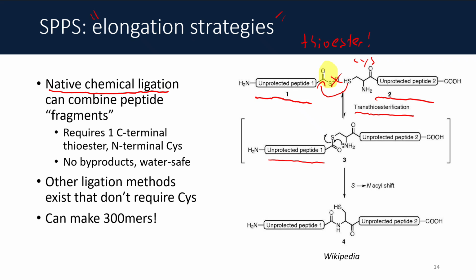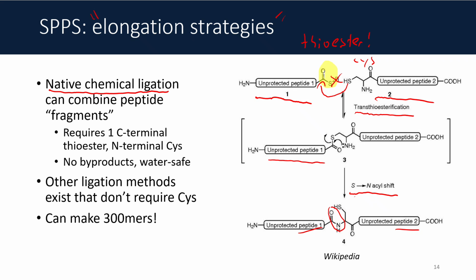And what happens next is that's going to bring the N-terminus from peptide 2 into proximity, and it's going to basically take the place of the cysteine side chain, and it will do what's called an S-to-N acyl shift, where we're going to move the backbone into the proper position, and we will get our amide bond formed between the first half and the second half, and the cysteine is liberated as it should be.